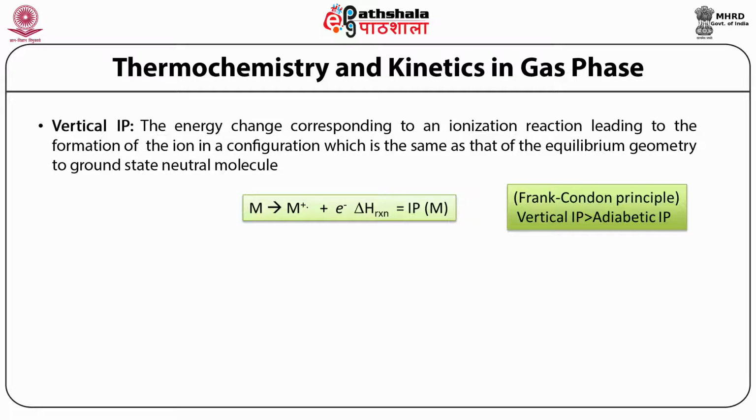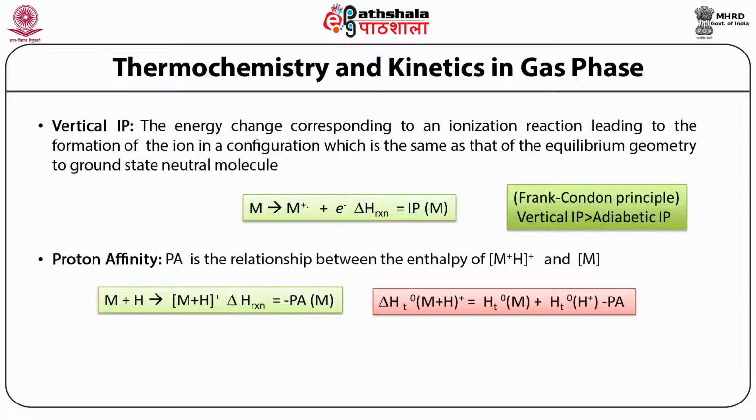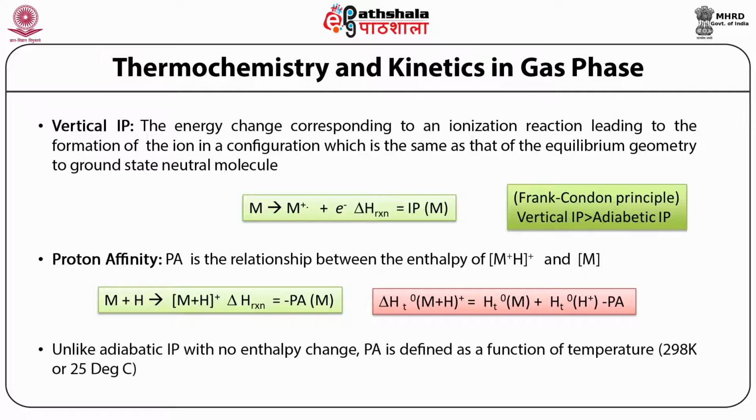The proton affinity is a relationship between the enthalpy of the pseudomolecular ion, that is the M plus H plus ion, and the molecule M. So this is defined by these equations. Unlike adiabatic IP, with no enthalpy change, the proton affinity is defined as a function of temperature, at 25 degrees centigrade.